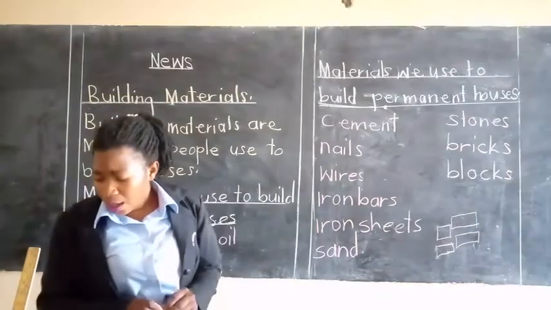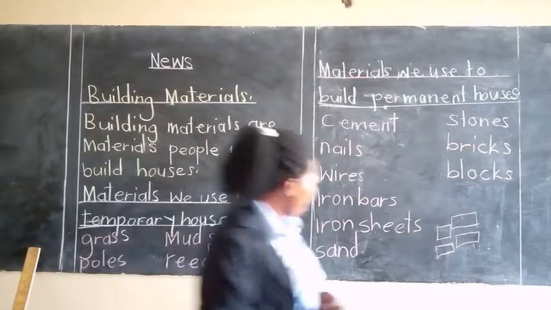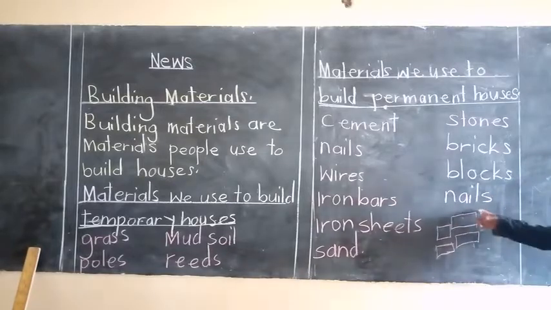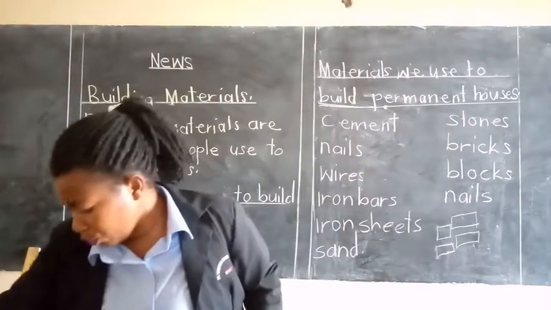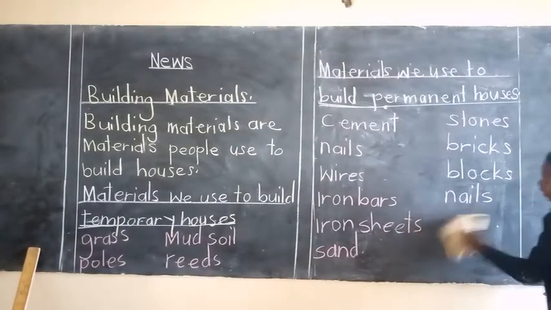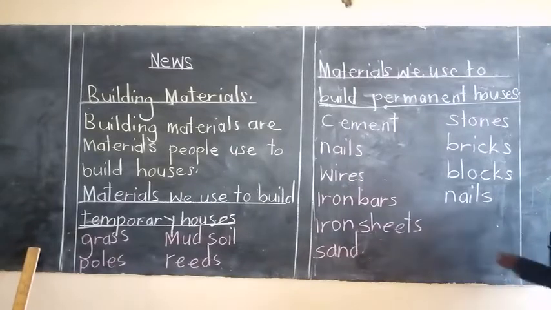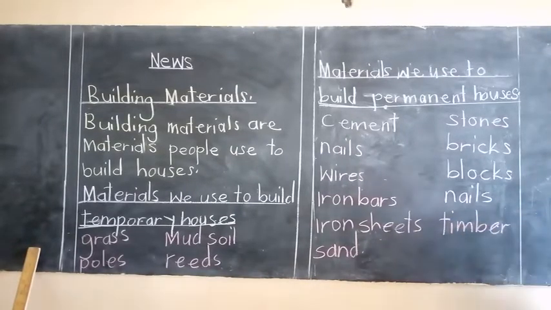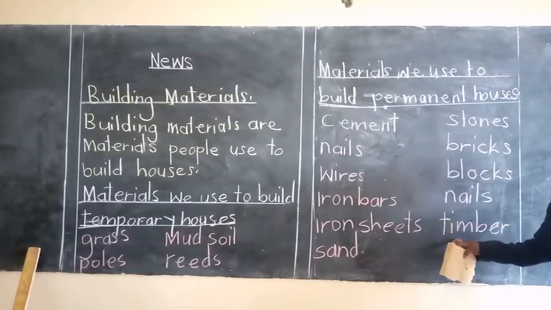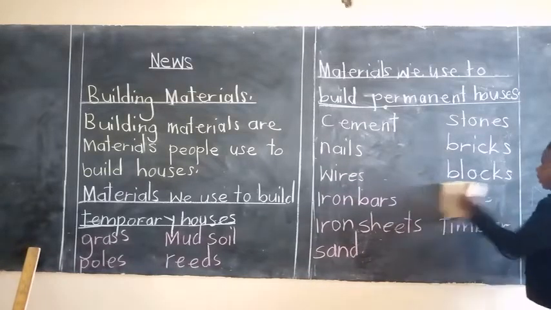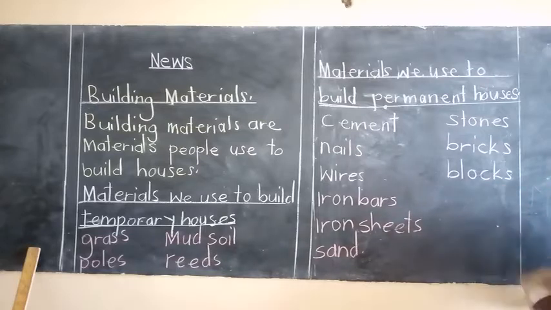So, I have not talked about the nails. Nails can also be used as a building material. And then we also have this one, timber. Okay, I had written nails. Let me remove this one and I put there timber. Timber.